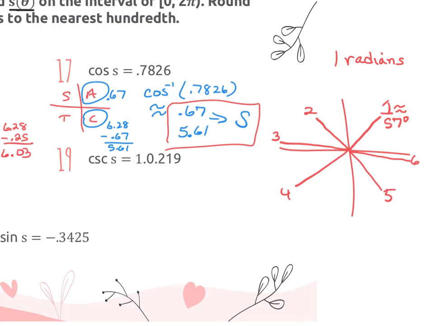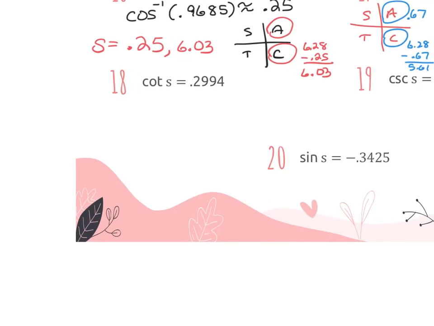All right, now, the next one, number 18, notice there's no COT button on your calculator. This is where we need to know the reciprocal. So remember that tangent is the reciprocal to cotangent. So when I go to do this on my calculator, I'm going to do tangent -1 and then 1 over 0.2994.